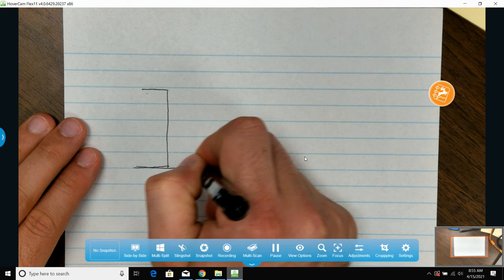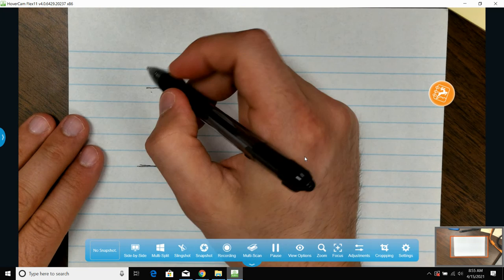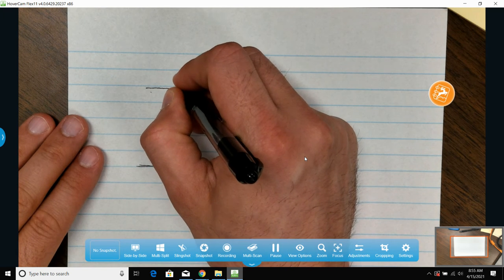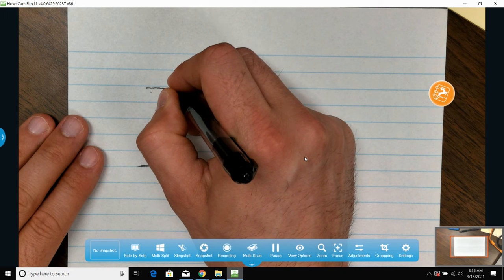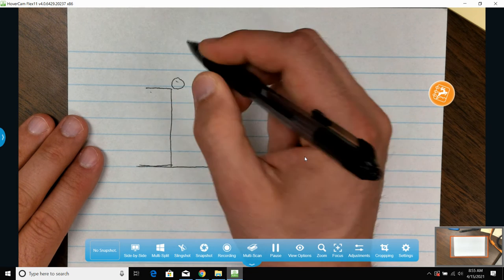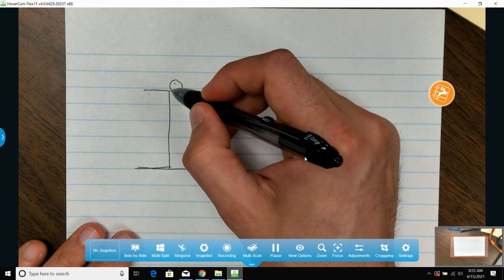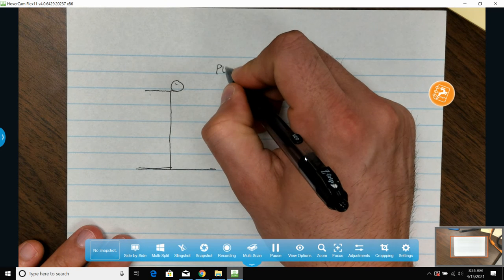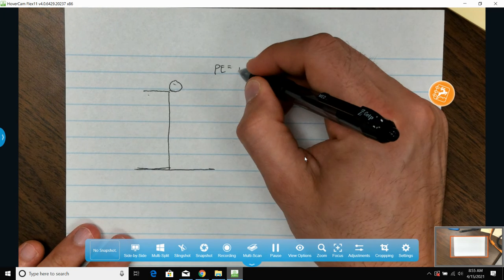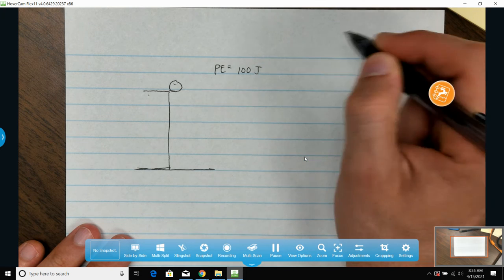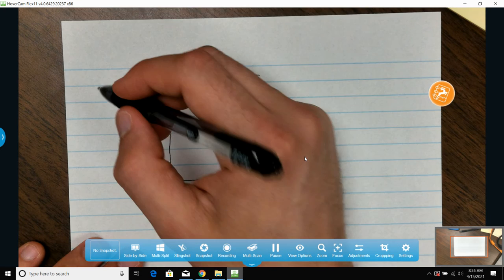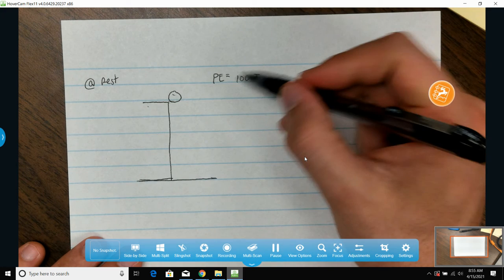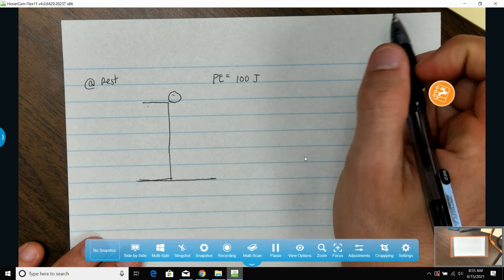All right, so we have our ground down here. We have a table. We have a ball that's just chilling right here. Now, it's being held in place for a second. And if I told you that the potential energy here was 100 joules, and that it's at rest for a second, it's not moving, what does that mean the kinetic energy has to be?